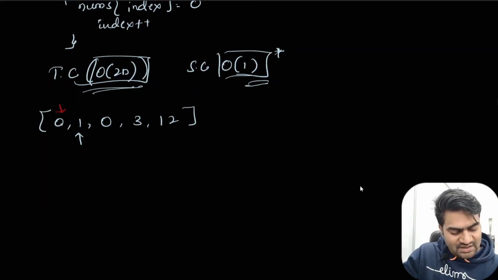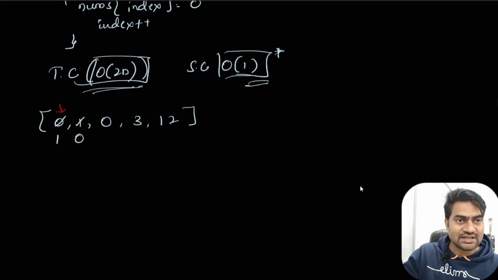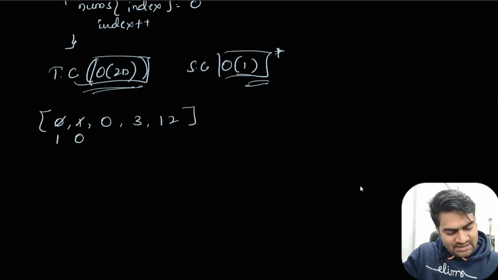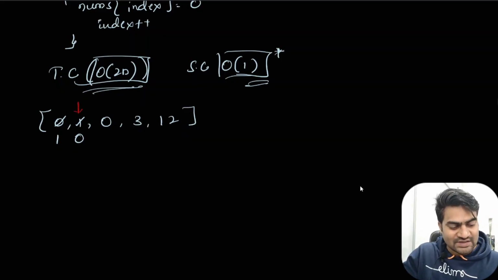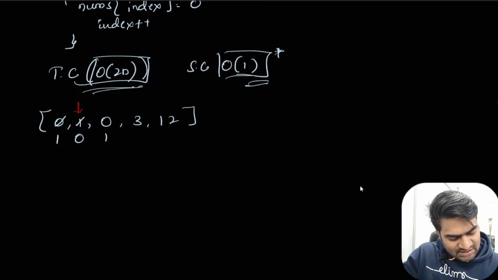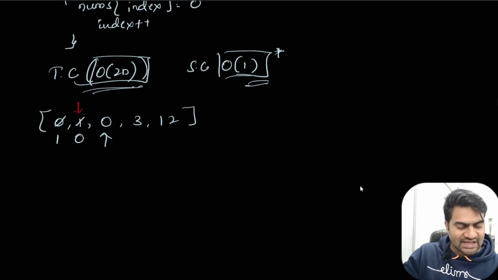If that is the case, we will have to swap them. So I will swap them. I'll remove this. This becomes 1 and this becomes 0. And after this, our red pointer moves towards the next available index. Next, this pointer moves towards right.